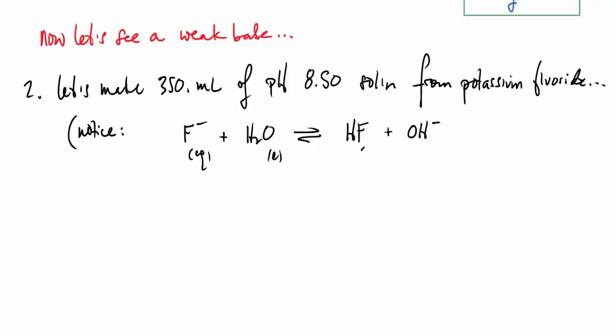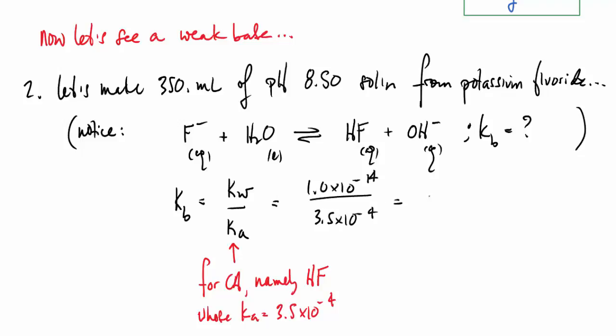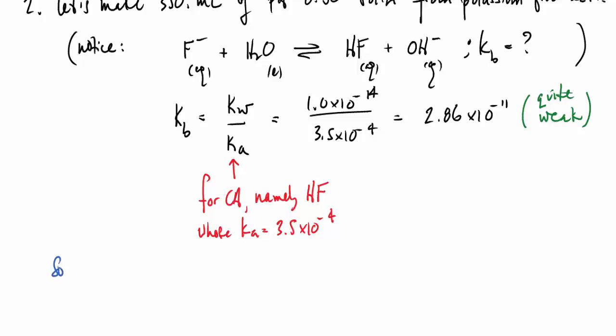So here we have the fluoride ion, and I'll do this hydrolysis with water, getting its proton, making hydrofluoric acid and hydroxide. We'll need the Kb for this fluoride ion, which is of course Kw divided by Ka for the conjugate acid, namely hydrofluoric acid, whose Ka we look up and find to be 3.5 × 10^-4. So putting in the values, here we have Kw, and on the bottom 3.5 × 10^-4. And here we get the Kb for fluoride ion, which is 2.86 × 10^-11. It's quite a weak base.